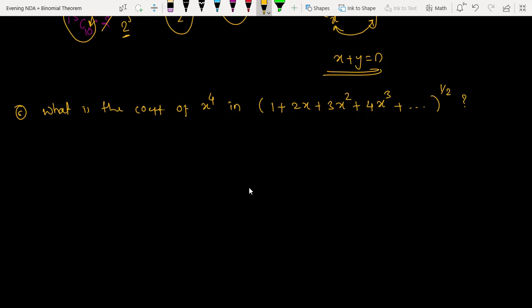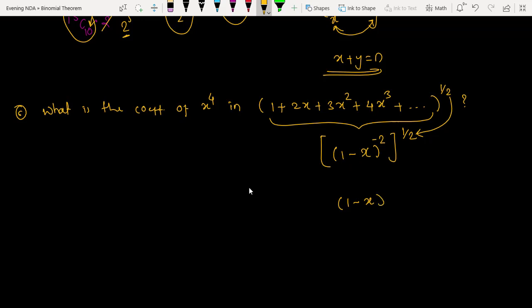See, if you have already gone through the series which I have given in the last class, this is nothing but the expansion of 1 minus x to the power minus 2. All are positive, so I will take both as negative. 1 minus x to the power minus 2, to the power 1 by 2. This power is as it is. So this minus 2 and 2 get cancelled. So what I am getting is 1 minus x to the power how much?